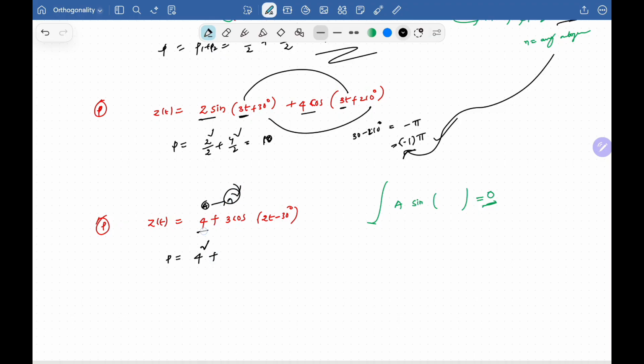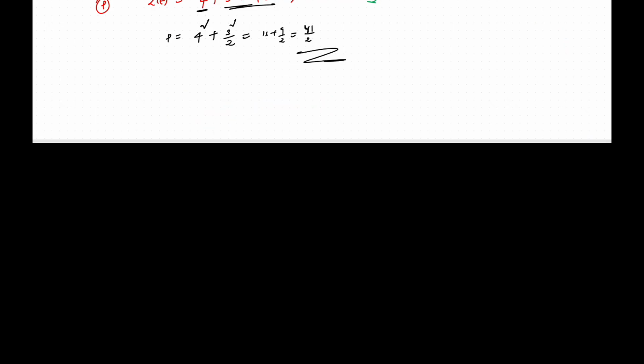Here 4 is the DC component, so 4 square. This is a sinusoidal signal, so 3 square by 2. What could be the answer? 9 by 2 means 4.5 plus 16. Otherwise you can write 16 plus 9 by 2, which is 41 by 2. This is the answer. This is how you need to solve these questions. I am just telling you the concept; you need to solve it, and if they give you a question, you need to solve it and give the answer.